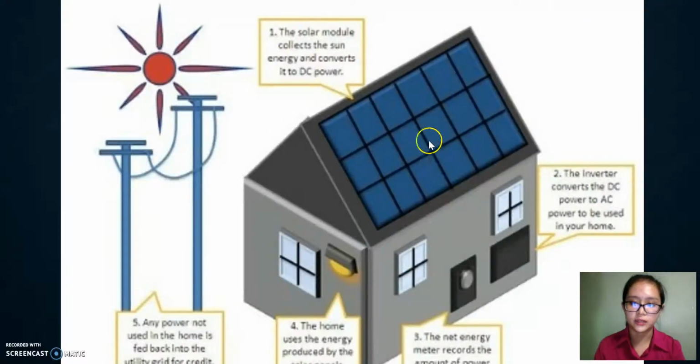And then if you're planning to buy a solar panel for your home, first, the solar module collects the sun's energy and converts it to DC power. And then the inverter converts the DC power to AC power. And then third, the net energy meter records the amount of power produced and used. Fourth, the home uses the energy produced by the solar panels. Fifth, any power not used in the home is fed back into the utility grid for credits.